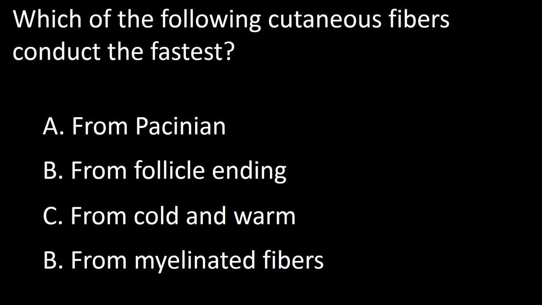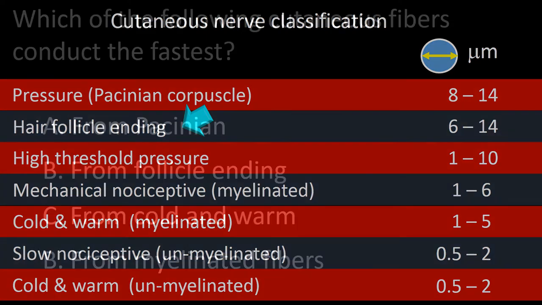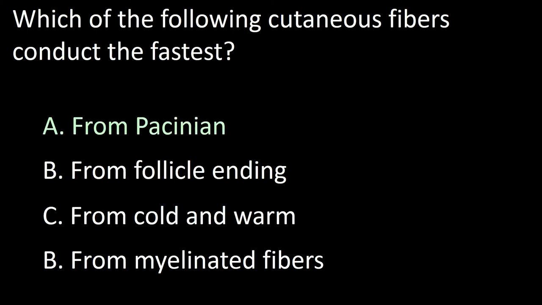Next question. Which of the following cutaneous fibers conduct the fastest? A. From Pacinian. B. From follicle endings. C. From cold and warm receptors. D. From unmyelinated fibers. The thickest and fastest fibers are those from Pacinian corpuscles that mediate pressure. In this frame, I am presenting the cutaneous nerve classification. These fibers are followed in speed by those arising from the hair follicles. So the answer to this question is A.